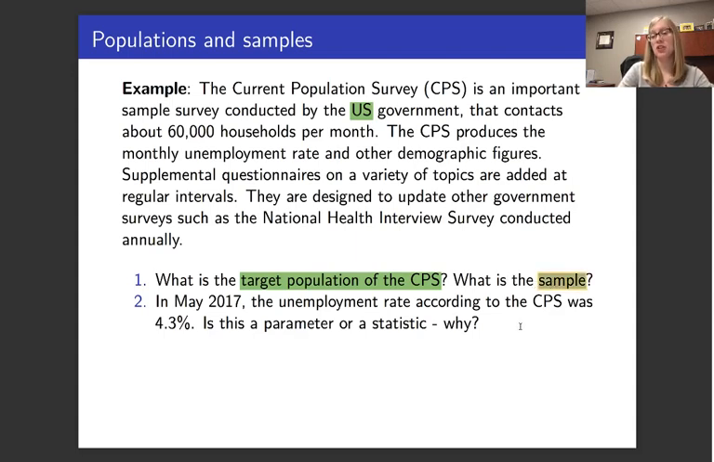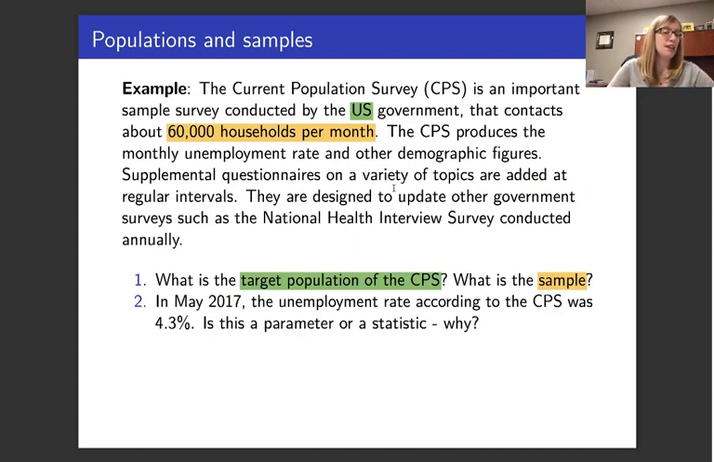We don't have information about all of them. To give you a sense of scale, there are about 320 million adults in the United States. That's a pretty big group. So instead, we sample about 60,000 households per month. That's our smaller subset that we hope gives us an idea about all households or all adults in the US.